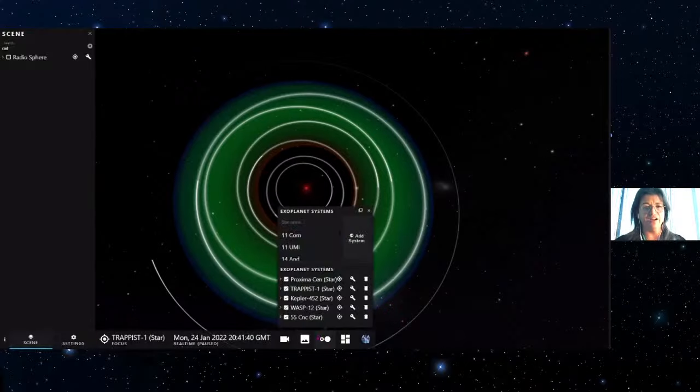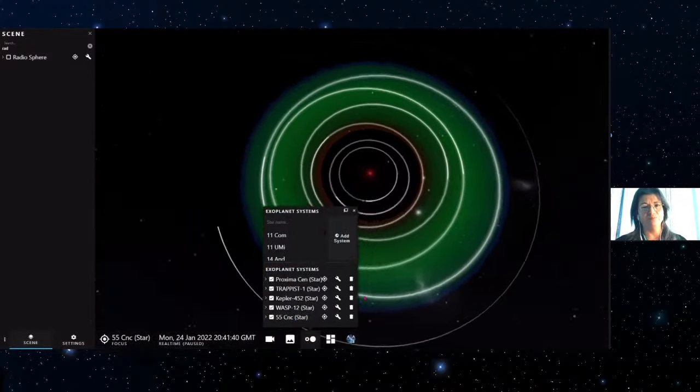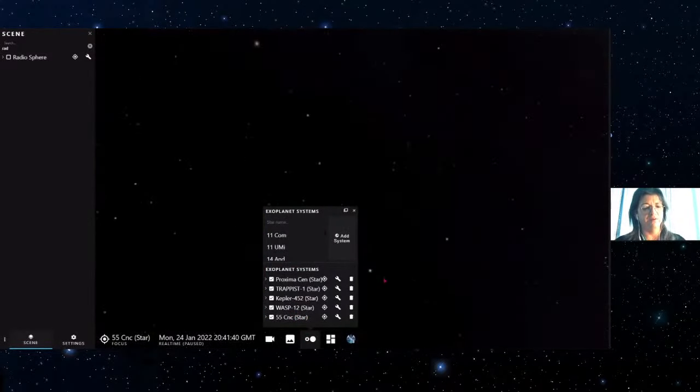I think the last one I'm going to go to, because I'm not going to have time, is 55 Cancri. And I like this exoplanet system because it's so bizarre. This one is, again, 40 light years away in another direction. And this one is a super Earth. There are actually several planets in this system. And here we go. You can go to all of these with OpenSpace, which is really awesome. It's fun to go around.